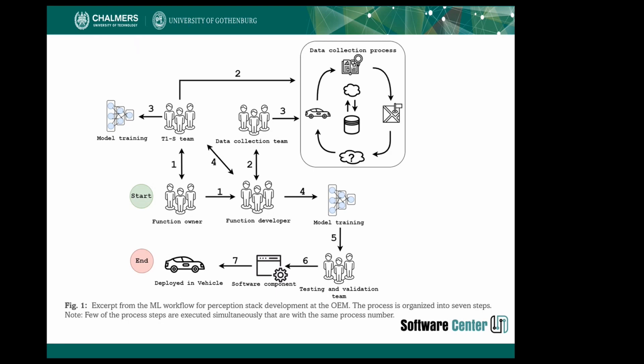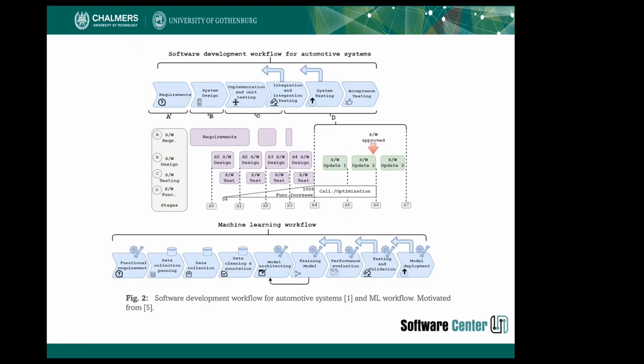So this is the stack development of the OEM. Basically, we are also trying to overlap the classical software development workflow with the machine learning workflow. As we can see, the classical V model has different stages. Up to four stages, the software development along with the testing process occurs, and later they switch into the calibration and optimization.